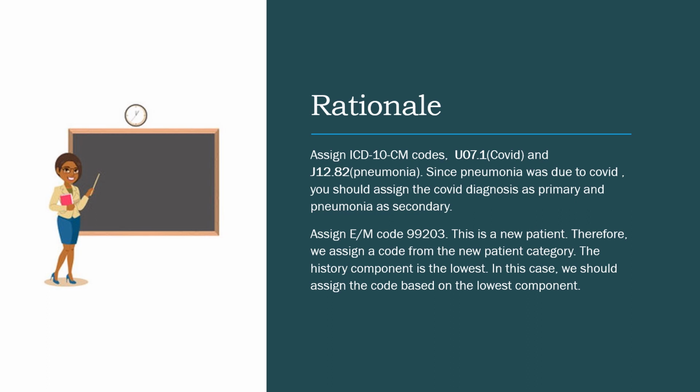as well as a moderate decision making. So our lowest of the three components is the history. And so our history represents a 99203. So therefore, the entire code would be 99203. And we will go into evaluation and management in another tutorial. But right now, that is the rationale for this particular logic game.